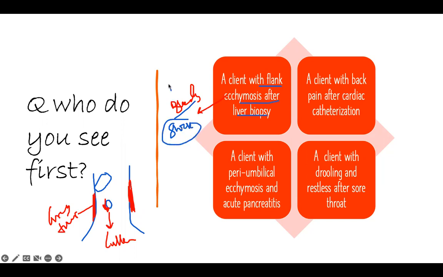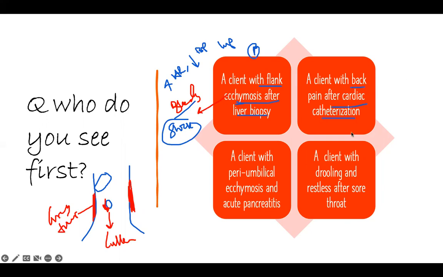So their heart rate will go up. So anybody who has liver biopsy, look for heart rate going up, blood pressure going down, and ecchymosis around the flank or periumbilical or urine output going down. So this one is shock. So we have to be sharp. So that's a priority.